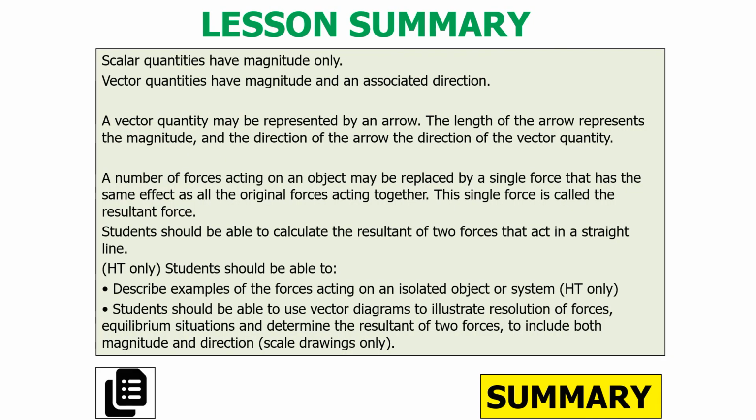So what have we learnt in today's lesson? That scalar quantities have a magnitude only. Vector quantities have a magnitude and an associated direction. A vector quantity may be represented by an arrow, and the length of the arrow represents the magnitude, and the direction of the arrow the direction of the vector quantity. The number of forces acting on an object may be replaced by a single force that has the same effect as all the original forces acting together, and this single force is called the resultant force. And you should be able to use vector diagrams to illustrate the resolution of forces, equilibrium situations, and the determination of the resultant of two forces.